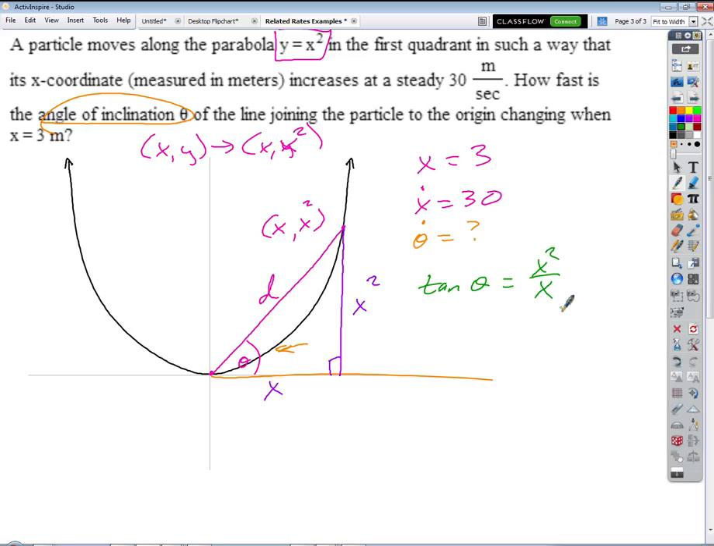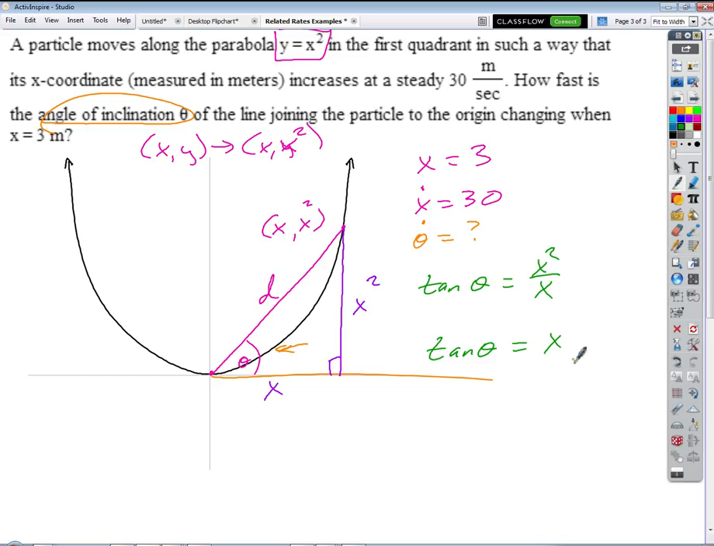Well, that simplifies nicely, doesn't it? What's x squared over x? X. So our parent equation just becomes tangent theta equals x, right? Everybody with me? So do you arctan it?